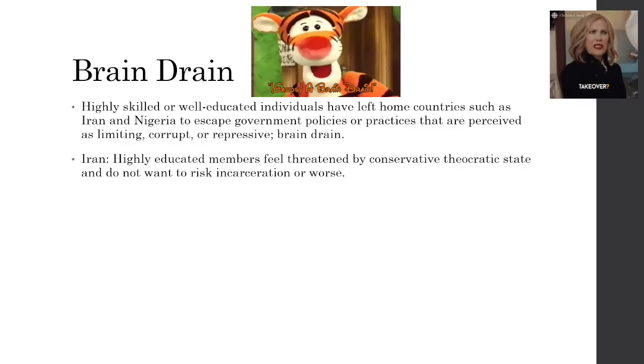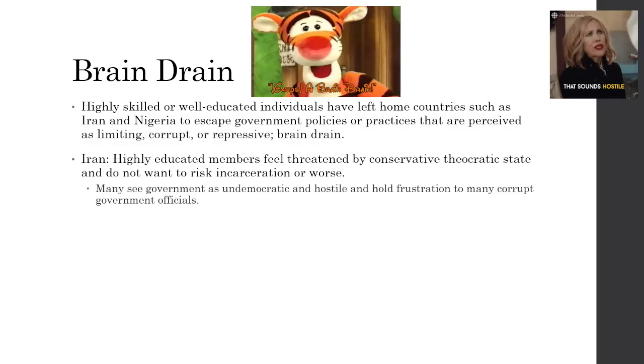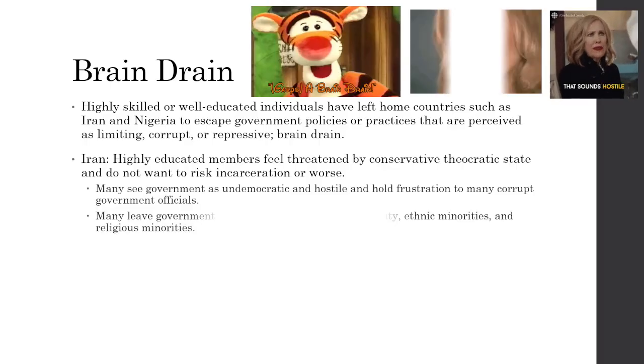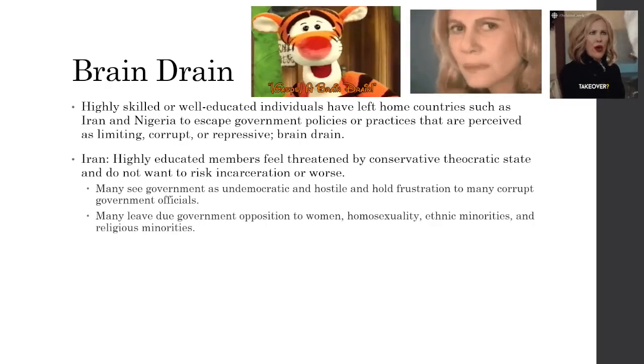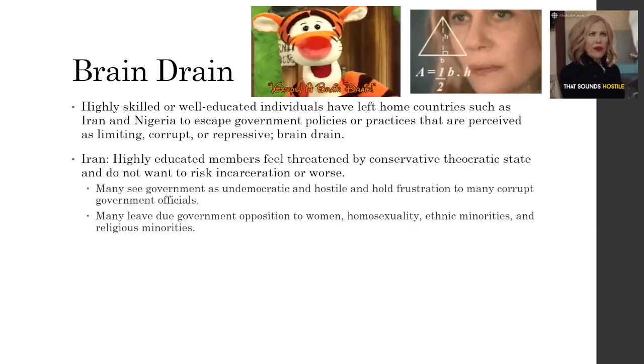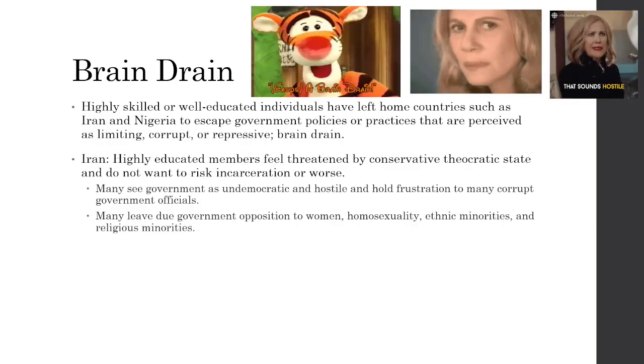So in Iran, highly educated members feel threatened by the conservative theocratic state and do not want to risk incarceration, or even worse, such as their accidental death. Many see the government as undemocratic because it isn't democratic, it's authoritarian. They see it as hostile, and they have a lot of frustration with the corrupt government officials. Many leave due to government opposition of women, homosexuality, ethnic minorities, and religious minorities.